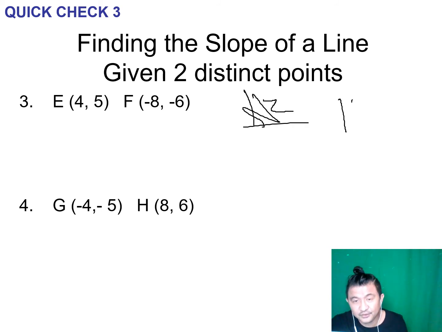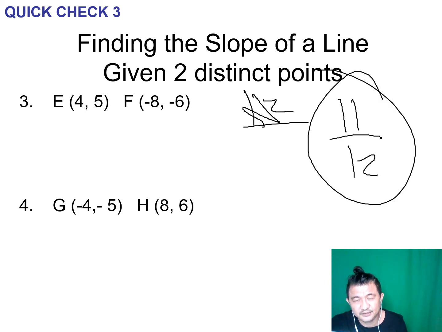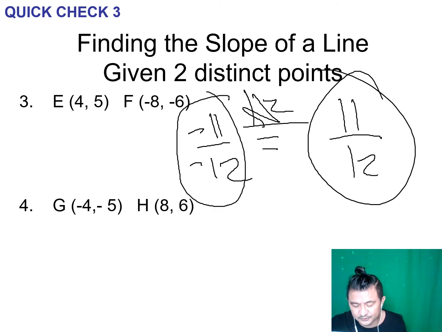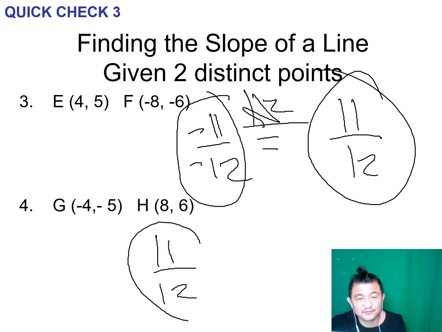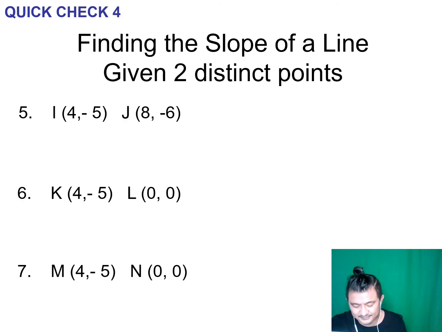Okay, now the correct answers will be 11 over 12. Okay, if you got a negative 11 over negative 12, that's also correct. Okay, now for the second one, it is also 11 over 12. Did you get it right? Try to solve it and be sure it's correct. Next, again, try this on your own. Pause, then I'll give you the correct answers.